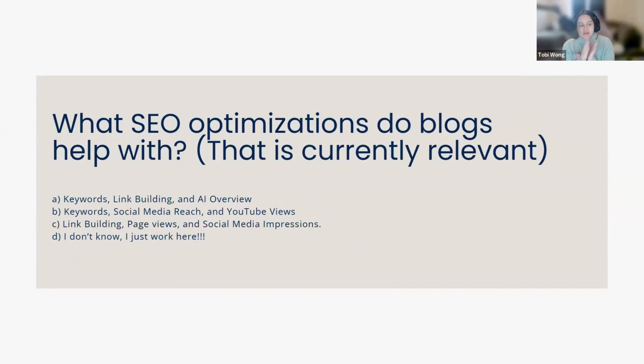Okay, the next question. What SEO optimizations do blogs help with? And this is for what is currently relevant. This is changing all the time, so just keep that in mind. Is it A, keywords, link building, and AI overview? B, keywords, social media reach, and YouTube views? C, link building, page views, and social media impressions? Or D, I don't know, I just work here. I'm going to ask Mick.